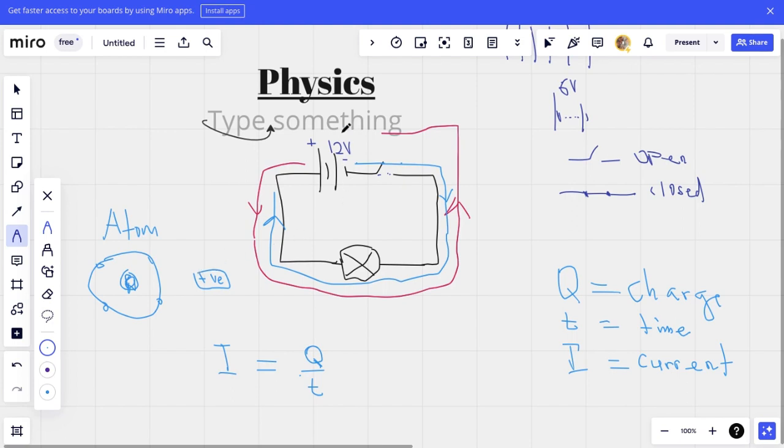This charge is boosted with electromotive force from here and begins to move. When that charge moves, we call it current. So charge per unit time is called current.